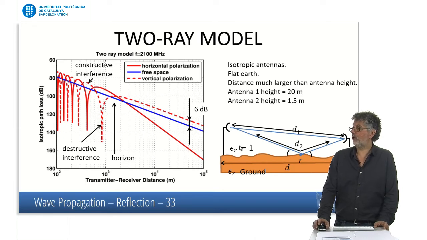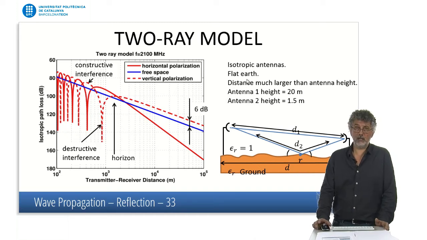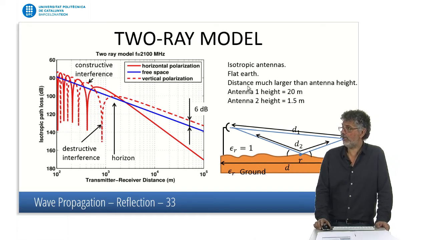That means that if we are considering isotropic antennas, this antenna is radiating isotropically. So actually what is radiating in this direction is the same as what is radiating in this direction. And also the receiving antenna is isotropic. So the antenna receives the same for a wave coming in this direction as a wave coming from this direction. We are assuming a flat Earth. We are assuming that the distance between antennas is much larger than the antenna height.